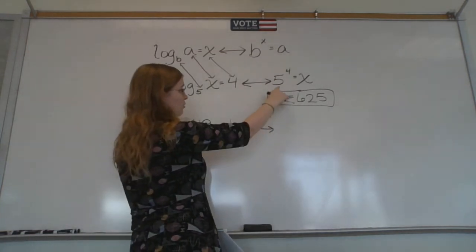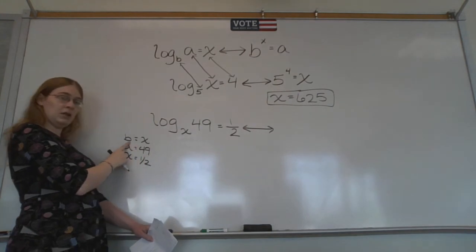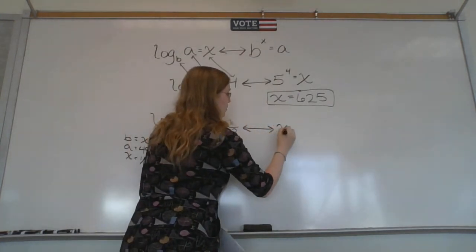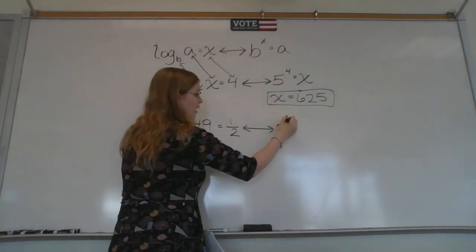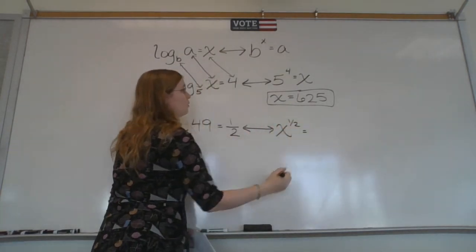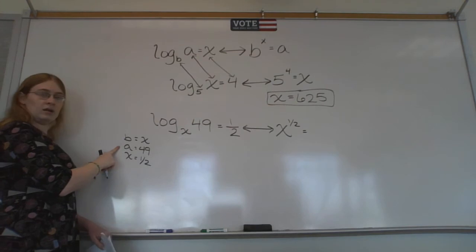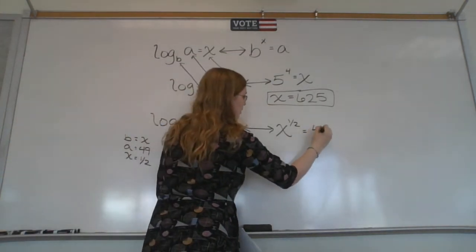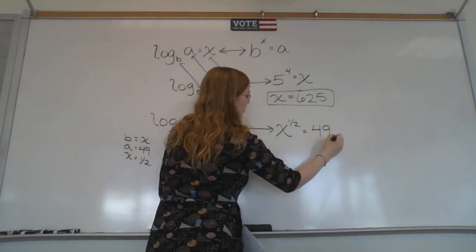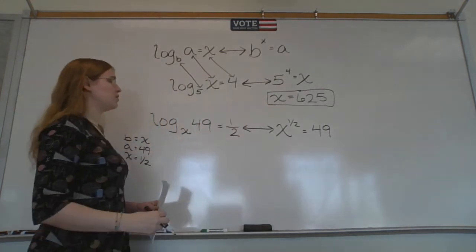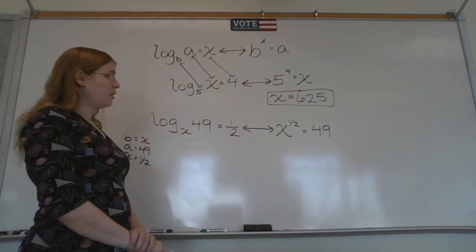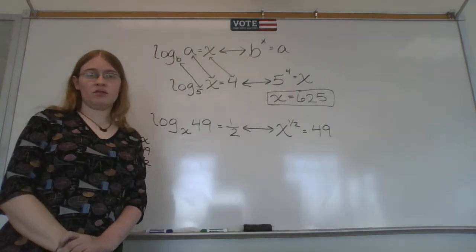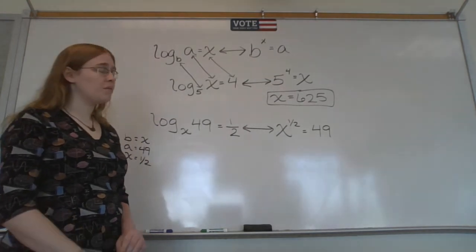So over here, b is x. X is 1/2. And a is 49. I wrote this not how I intended. That's okay. Okay, so x to the 1/2 equals 49. So you might be thinking, well, what do I do from here?